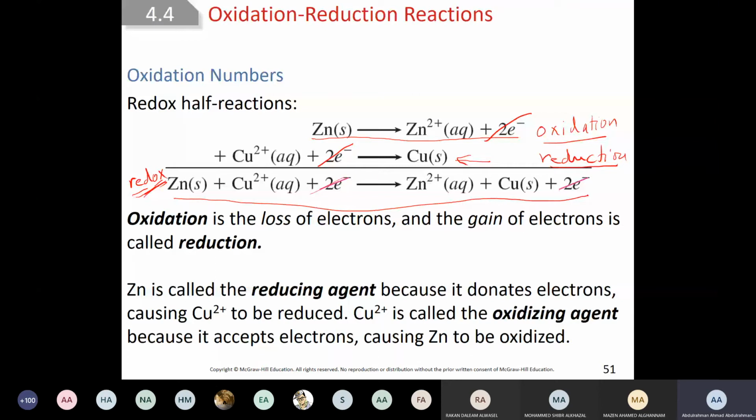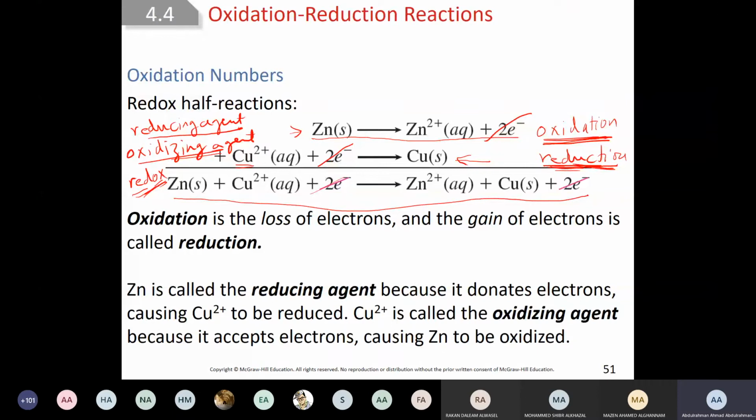Now, the zinc is also called the reducing agent. Why? Because it will give the electron to the copper and it will reduce it. While copper, which has been reduced, what is it called? Oxidizing agent. So when zinc is oxidized, the zinc is a reducing agent. When copper is reduced, it becomes an oxidizing agent.